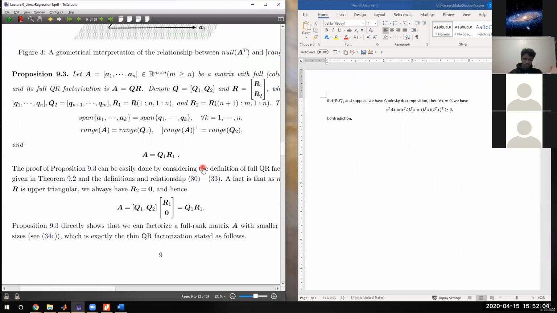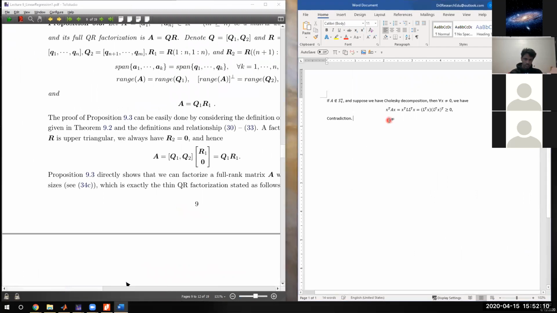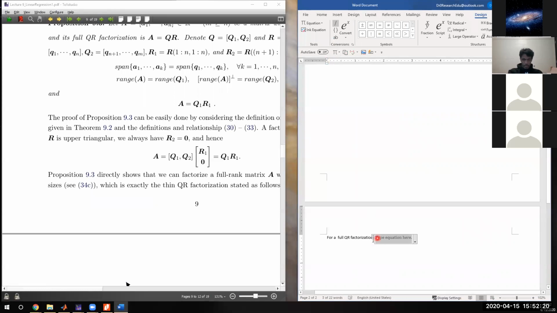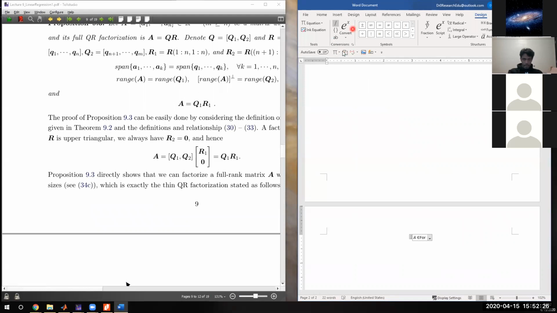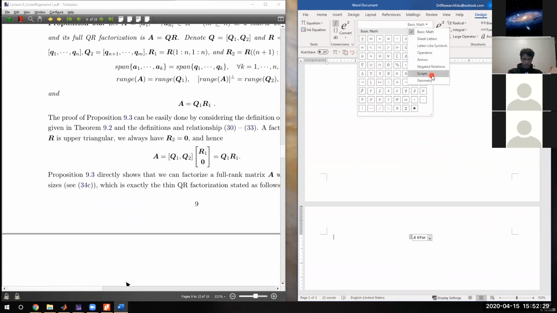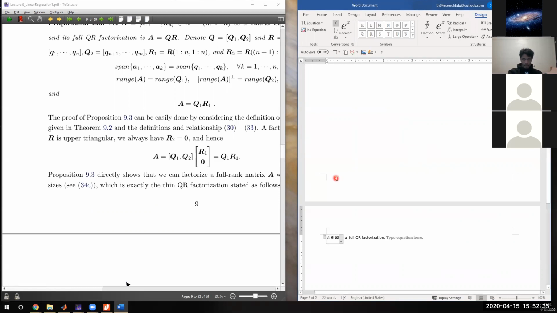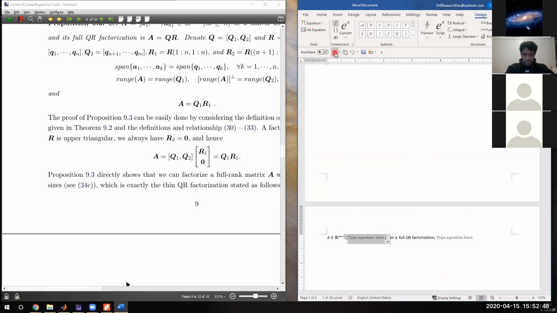I wish I had a whiteboard. It would make my life much easier. For a full QR factorization, let me write it in this way. A as in where I have the R here, R m by n times n. And I assume that m is greater than or equal to n.